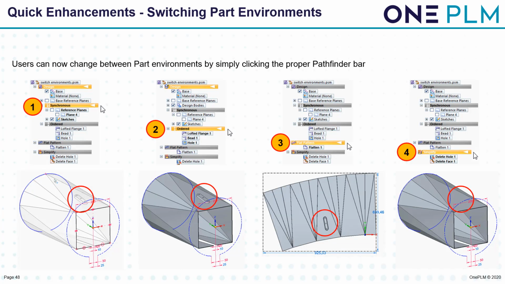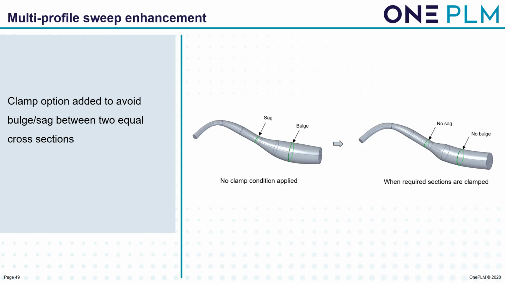Some other nice little enhancements. There's a lot more small enhancements within Solid Edge 2021. Switching part environments, depending on where we are, we just click on the grey bar. To go into synchronous, we just click on that. To go into ordered, we click on there, flat pattern and simplify, etc. We don't need to do anything else, just a simple single click to get into the appropriate environment that we want to go into.